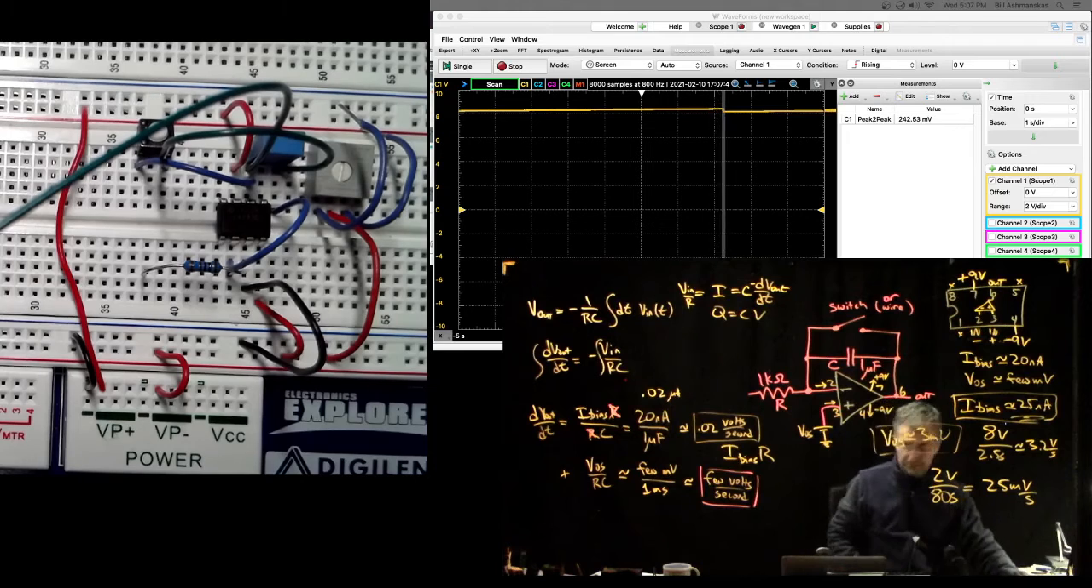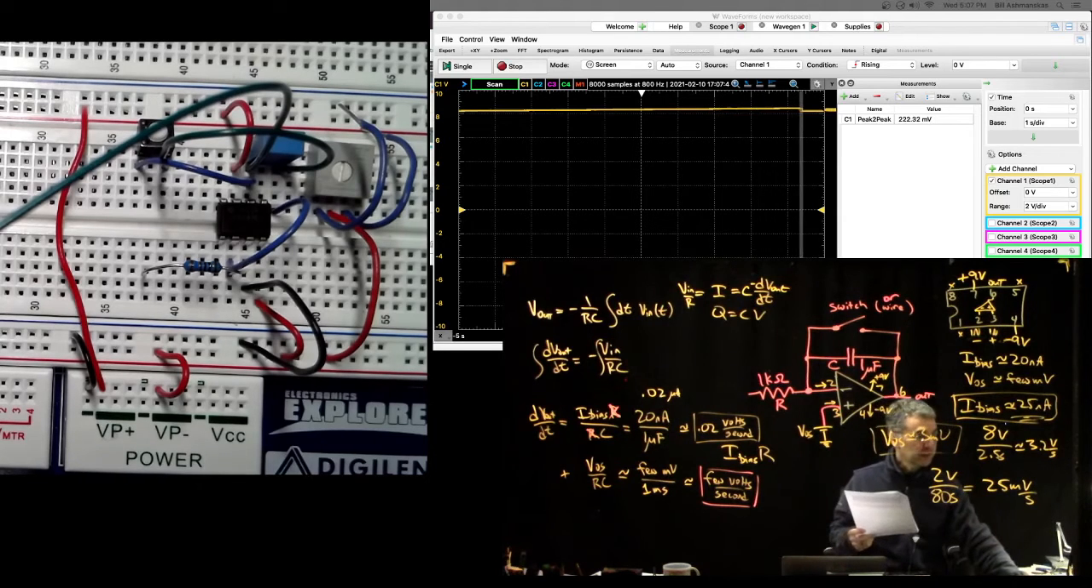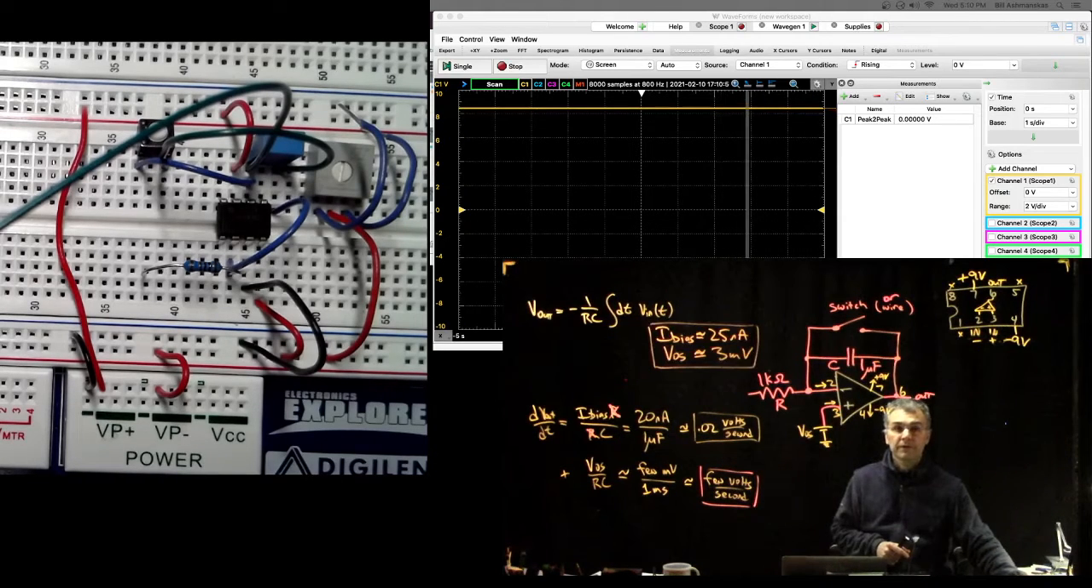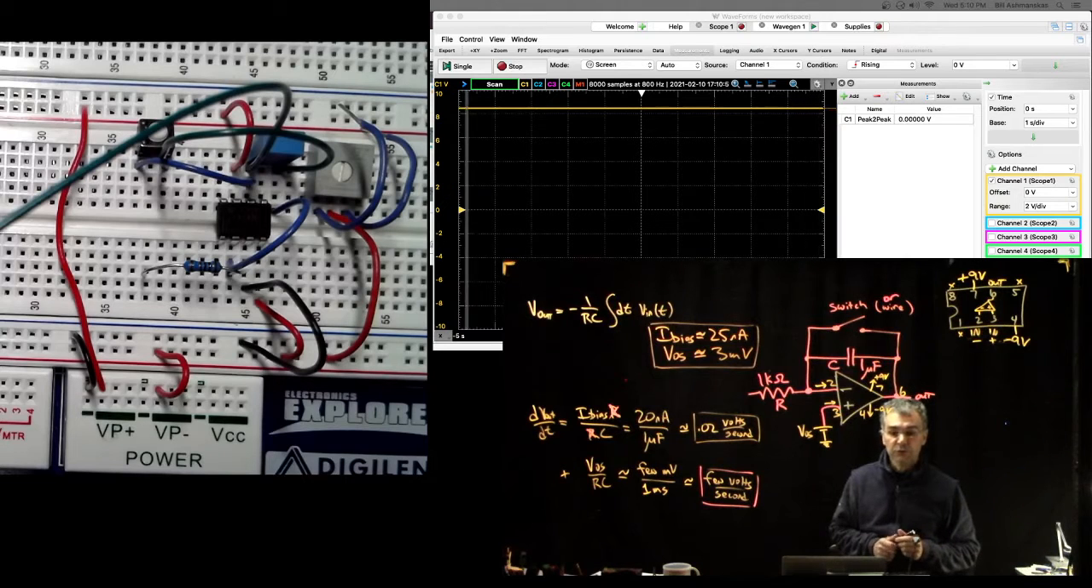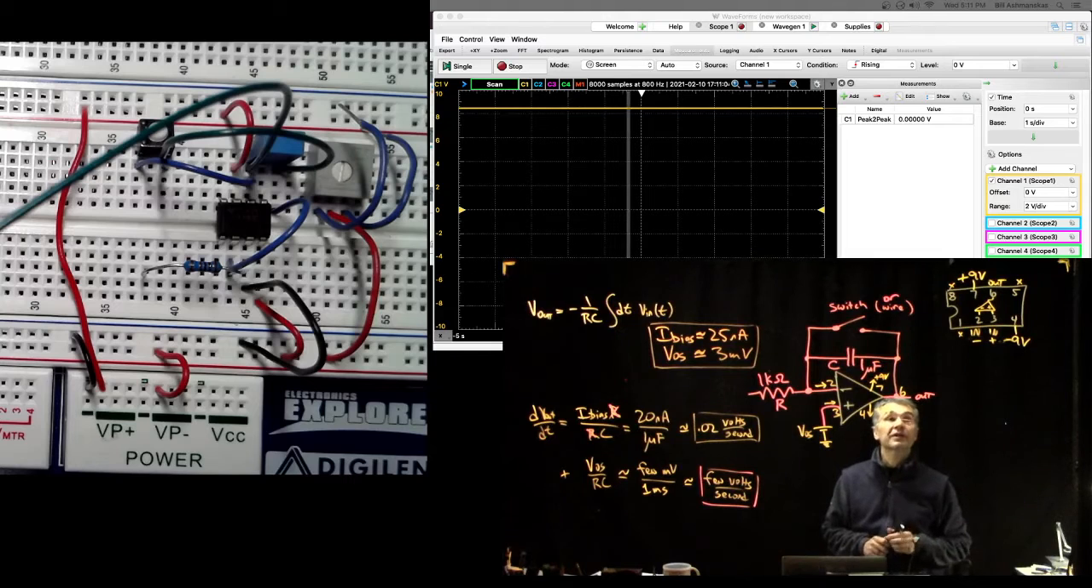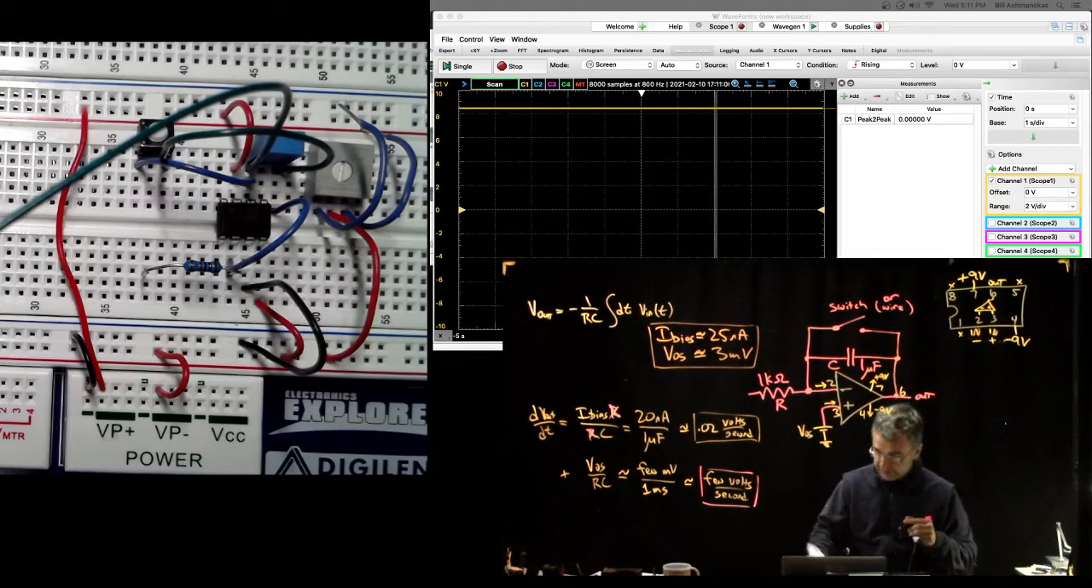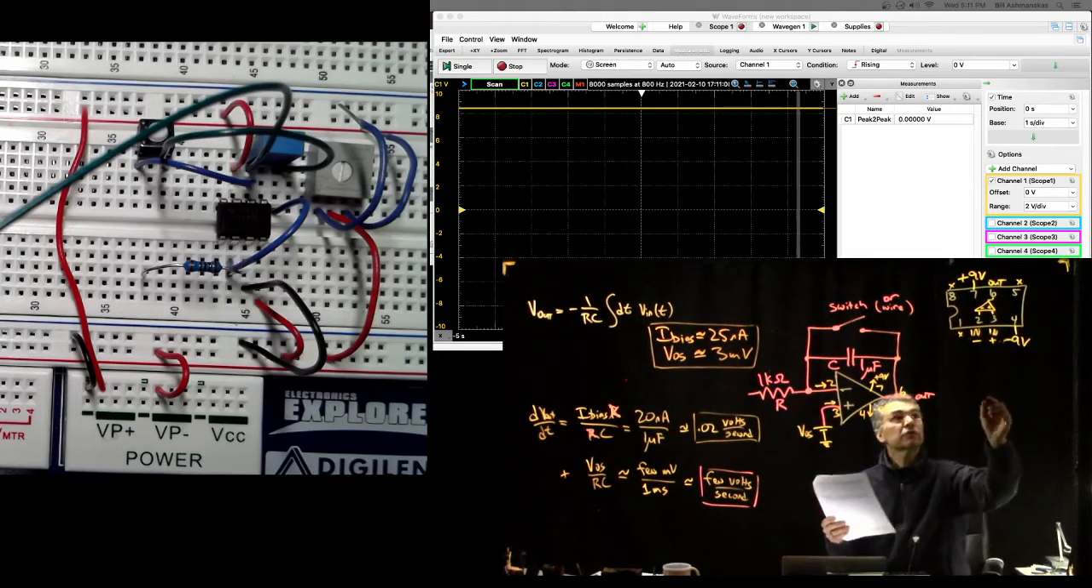Okay, let's figure out what the next question is in the lab. Okay, now we're going to see how to actually adjust V offset with the little potentiometer. So we're going to take a 10 kilo ohm potentiometer.